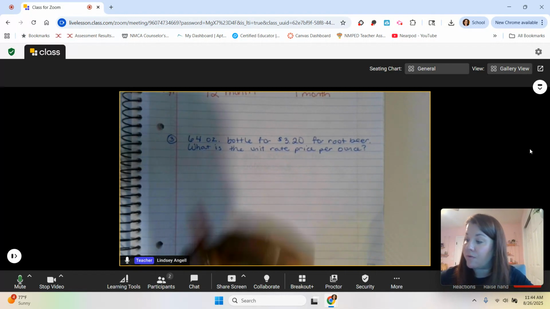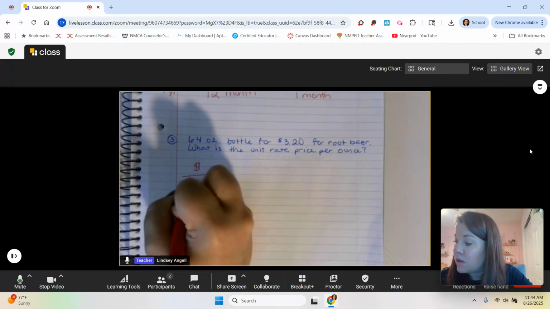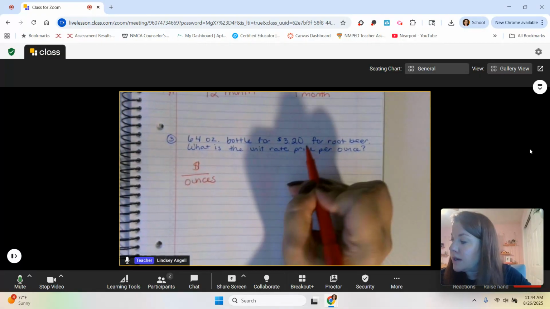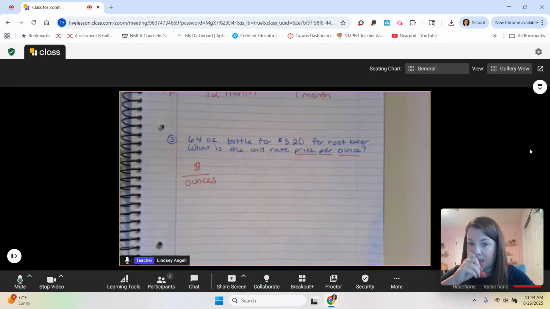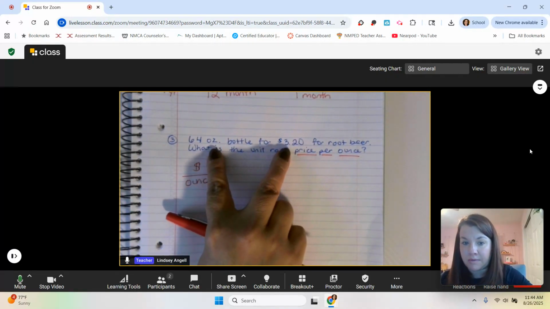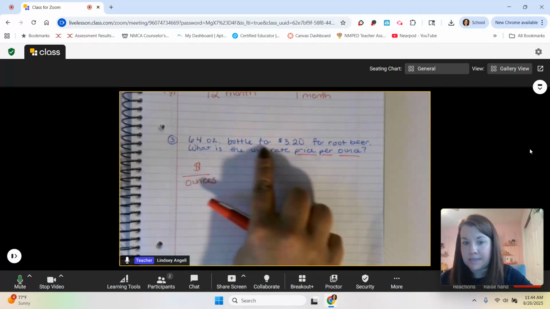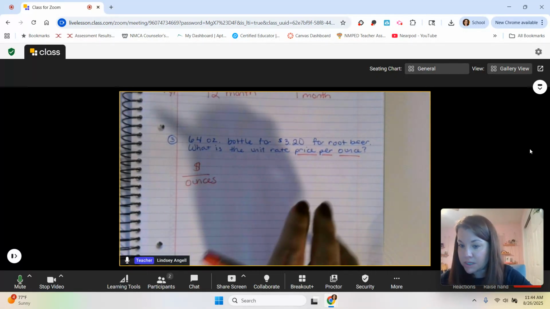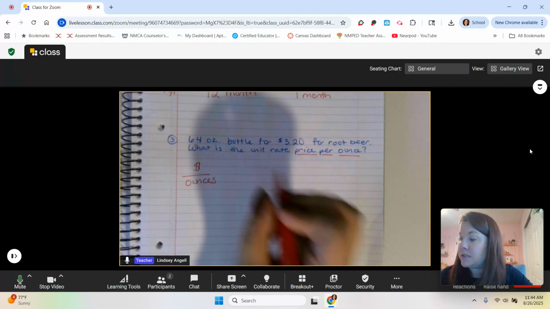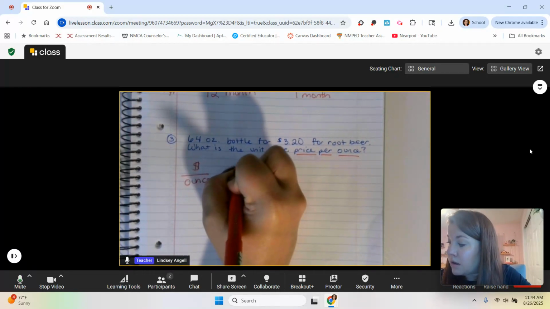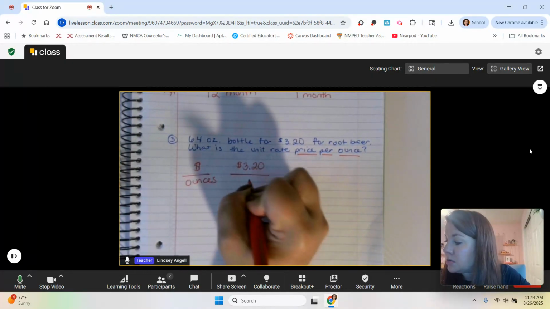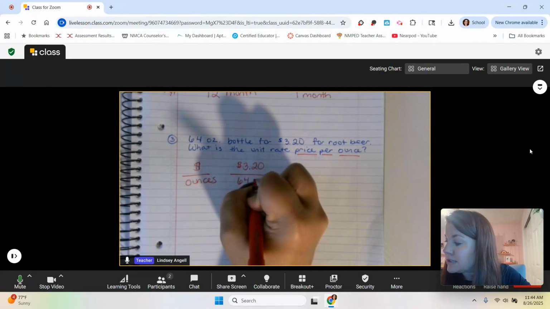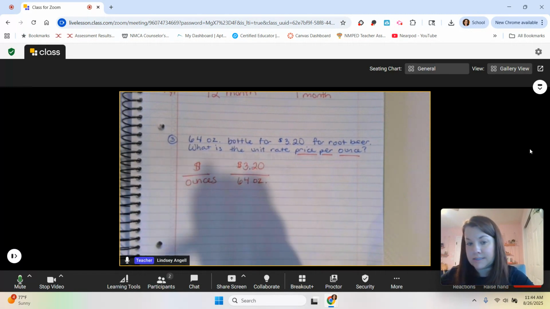So again, we want money over ounces, right? Price per ounce. Price per ounce. Okay? So right now, it's presented opposite, right? First, we were given the ounces, then we were given the price. So we need to make sure, even though that happened, we still need to put them in the correct spot in our rate. So $3.20 for 64 ounces.